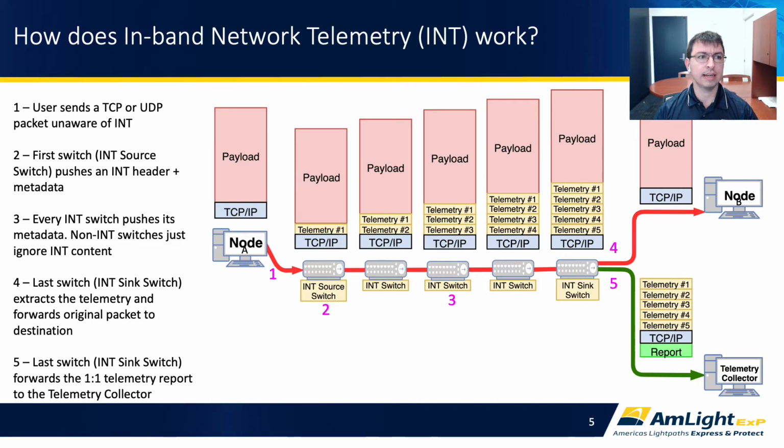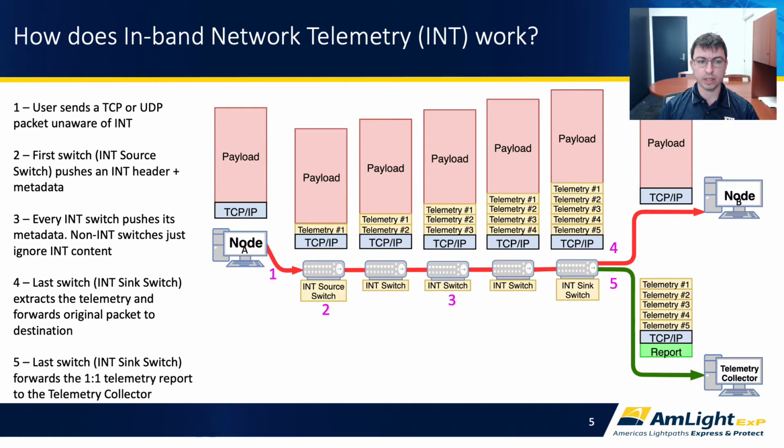So how does INT work? Basically, picture the nodes on the extreme sides of this topology. You have node A and you have node B. Those nodes are normal computers that send a payload with a TCP/IP header in a packet. Let's consider sending from the left side to the right side. We have node A that sends a packet to the first switch, and this switch is called the INT source switch.